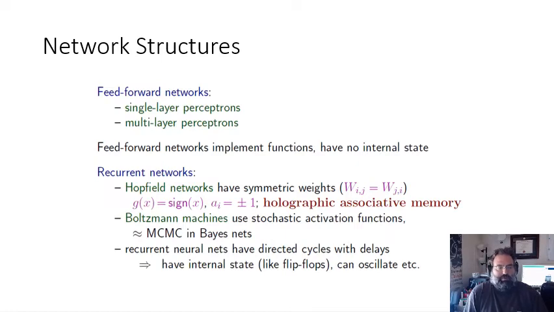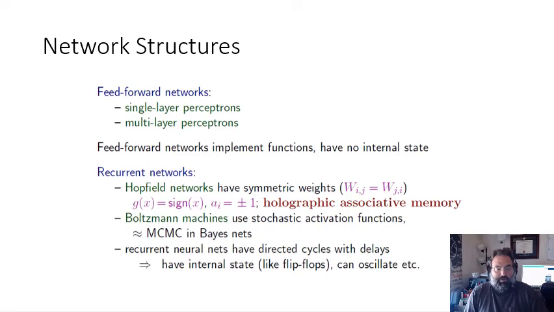So when we talk about network structures, we've talked a little bit about them. You've got your feed-forward networks. Those are typically single-layer perceptrons, possibly multi-layer perceptrons, but the direction is always left to right, so to speak, input to output. Feed-forward networks implement functions, but they don't really have any kind of internal state. They are, in that sense, stateless. Recurrent neural networks do have a certain amount of state through symmetric weights.